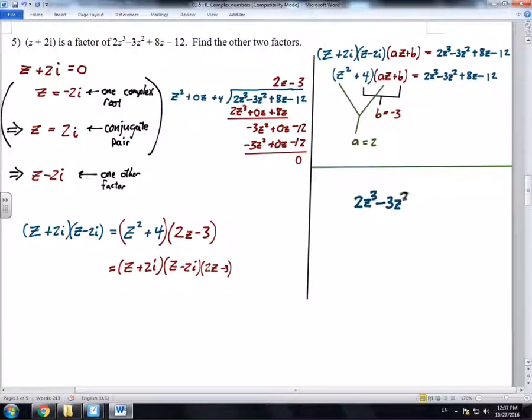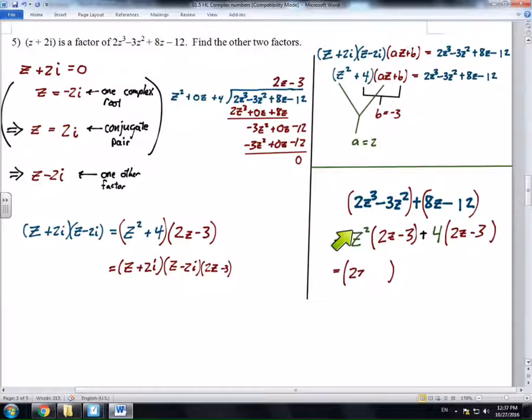Finally, a third approach would be to look at the given polynomial, recognize it's a four-termer, and try factoring by grouping. Factoring by grouping only works in special cases, but this is actually one of those special cases. So we group the first two and we group the last two, and we look for common factors in the first pair, and we look for common factors in the second pair, and we factor out. In the end, look what we factored. We factored a z squared plus 4 and a 2z minus 3, which means we have all three factors.